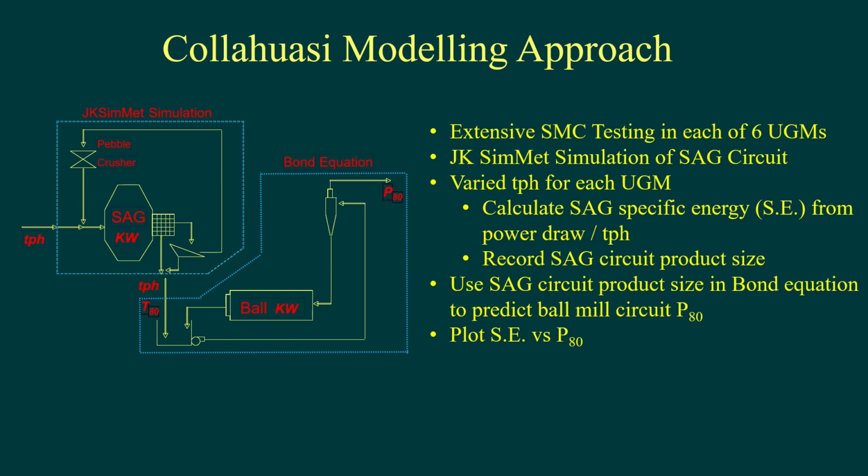They did extensive SMC testing, and so they knew in quite a lot of detail what the SMC test hardness was for each of these 6 ore types. And for each of these, they ran a whole suite of simulations where they varied the tons per hour going into the SAG mill circuit.